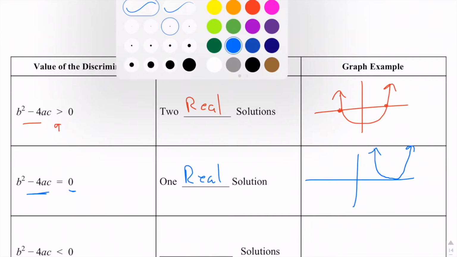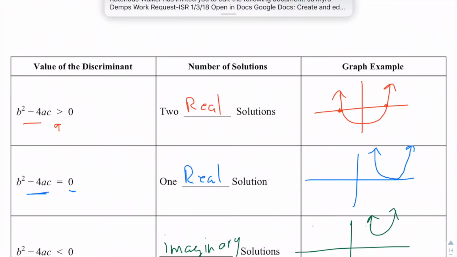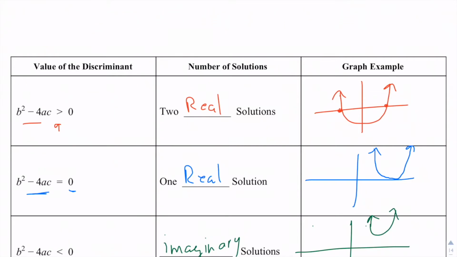And then here's where the real fun happens, when the discriminant is less than 0. Because when the discriminant is less than 0, that's where we get our imaginary solutions. And imaginary solutions are not intercepts. So you've got to be real careful here. The imaginary solutions type graph would look something like that with the parabola, or it would even look something like under the parabola like that. It never crosses the x-axis.